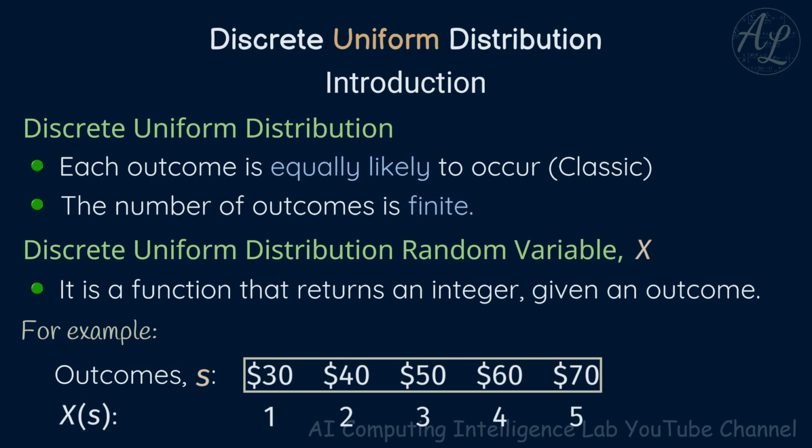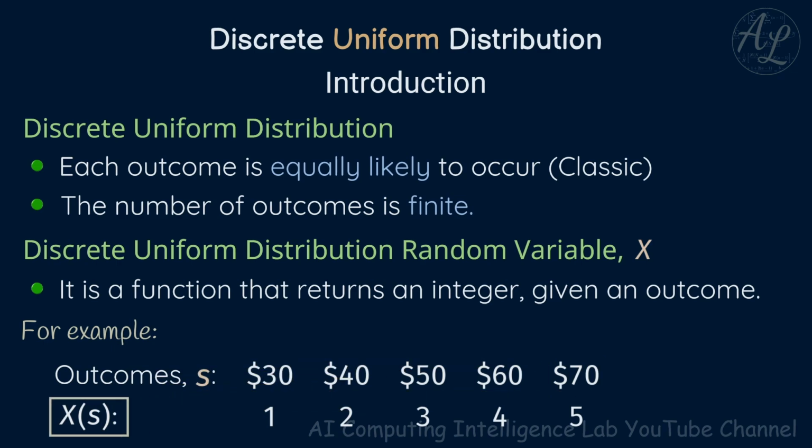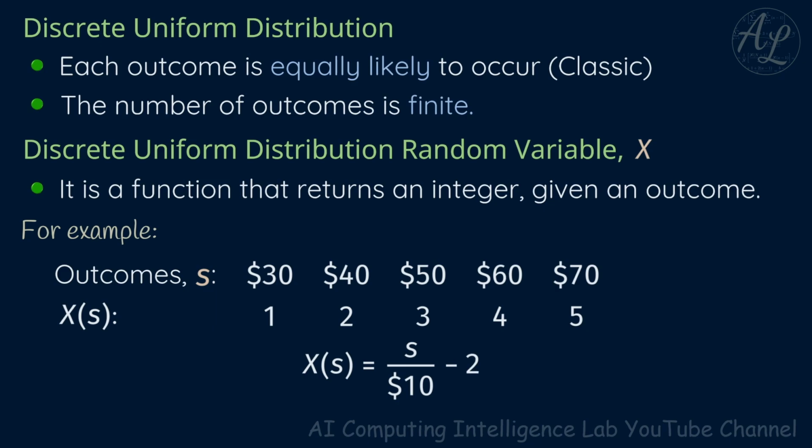Since the possible outcomes are real numbers, we can have an equation for this random variable. From here, we can determine the values by just dividing the outcome, which is s in the equation, by $10, and then minus 2. So this random variable is a function: given an outcome s, which is any of the values here, it returns a value which is one of the values here. The values here do not necessarily need to start from 1. This is a standard case anyway, where we start from 1. We will discuss the different cases in the next slide.